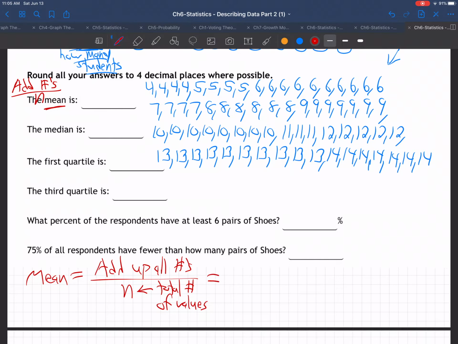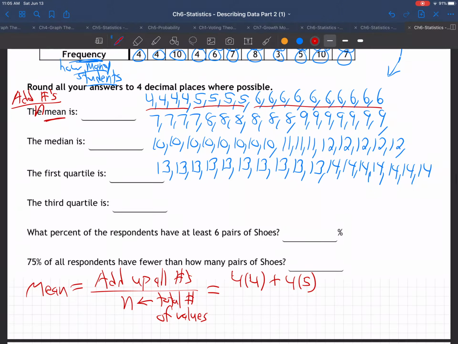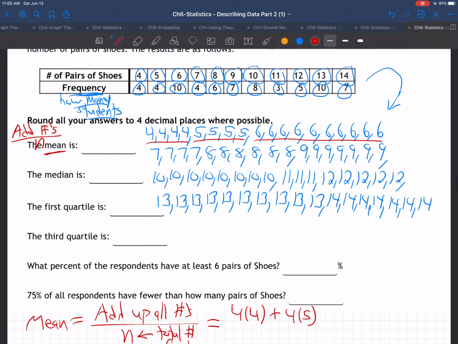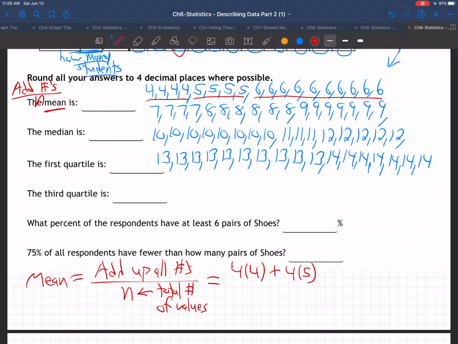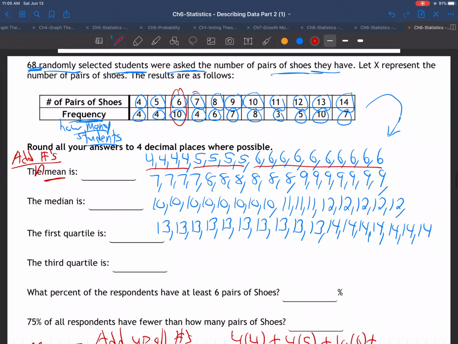Okay, so here we go. So I'm going to add up 4 plus 4 plus 4 plus 4. What's a quick way to do that? 4 times 4. Plus, I'm going to add up 5, 5, 5, 5. What's a quick way to do that? 4 times 5. And I'm going to add up a bunch of these 6s. How many 6s? Well, we could just go back to the table. There's 10 6s. So do you see the quick way to do this is just going to be to multiply? There's 4 7s, right?